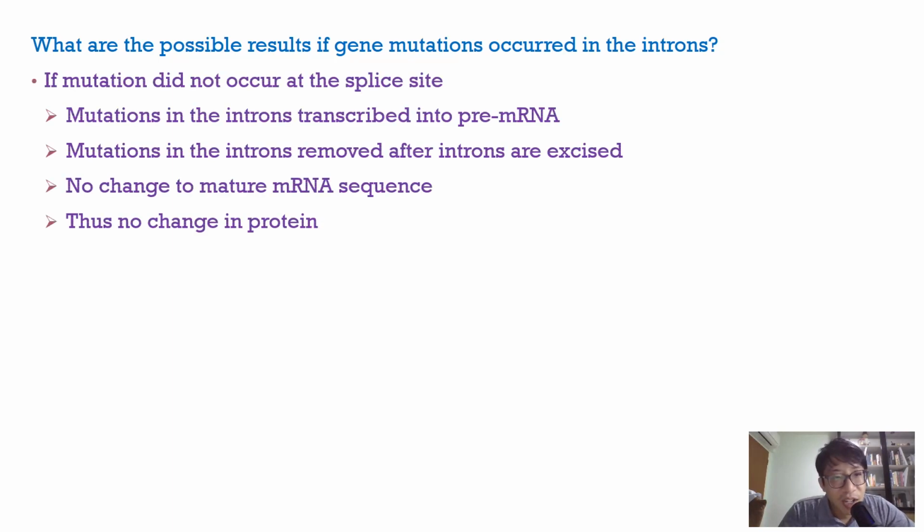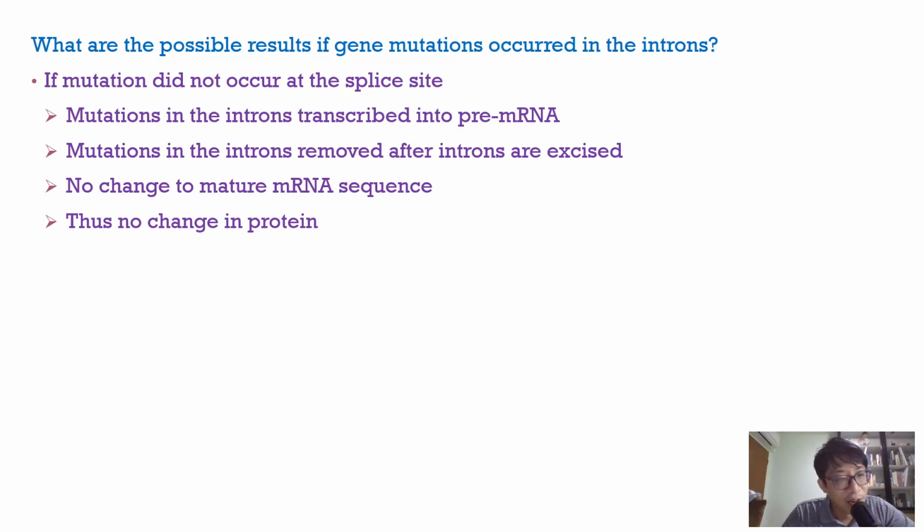All right, so if mutations occur in the introns, not at the splice site, then it does not really affect the mature mRNA sequence. Whatever mutation occurs would still be transcribed into the pre-mRNA, but would be removed after the introns are removed during splicing. So no change to the mature mRNA sequence, and therefore no change to the protein itself.